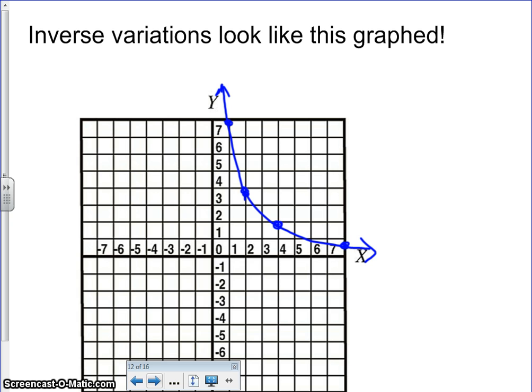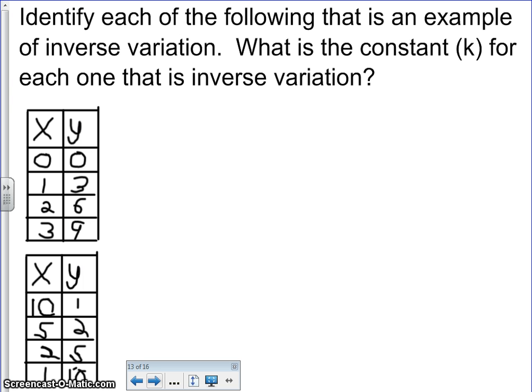All right, here's an example of a graph of inverse variation. That's not on your SOL test, but just to show you that it looks drastically different than direct variation. I've got two tables right here. Hit pause for a second and see if you can tell me which one is inverse variation. Okay, we're back. You should have selected the bottom one as inverse variation.